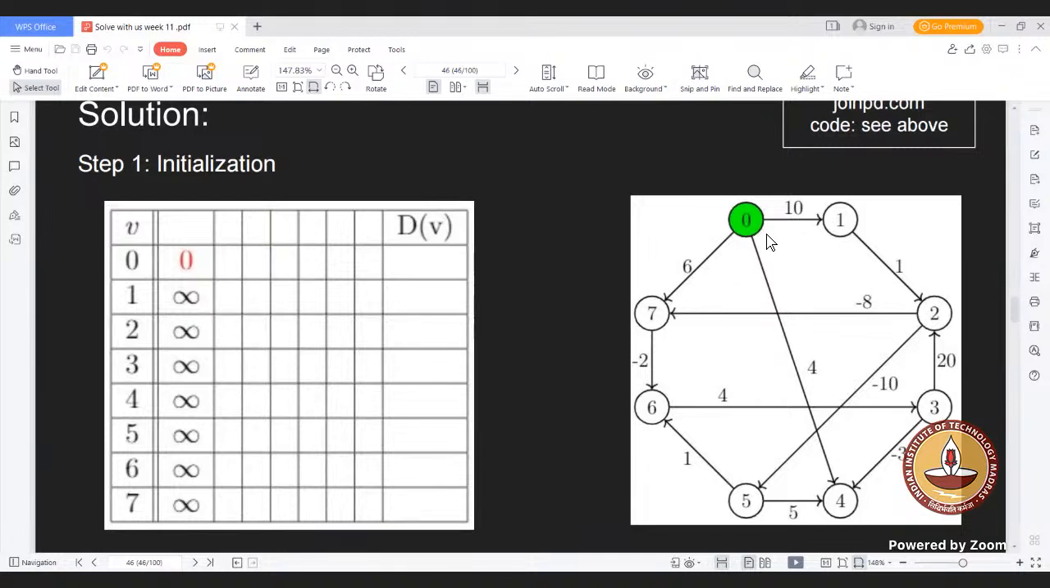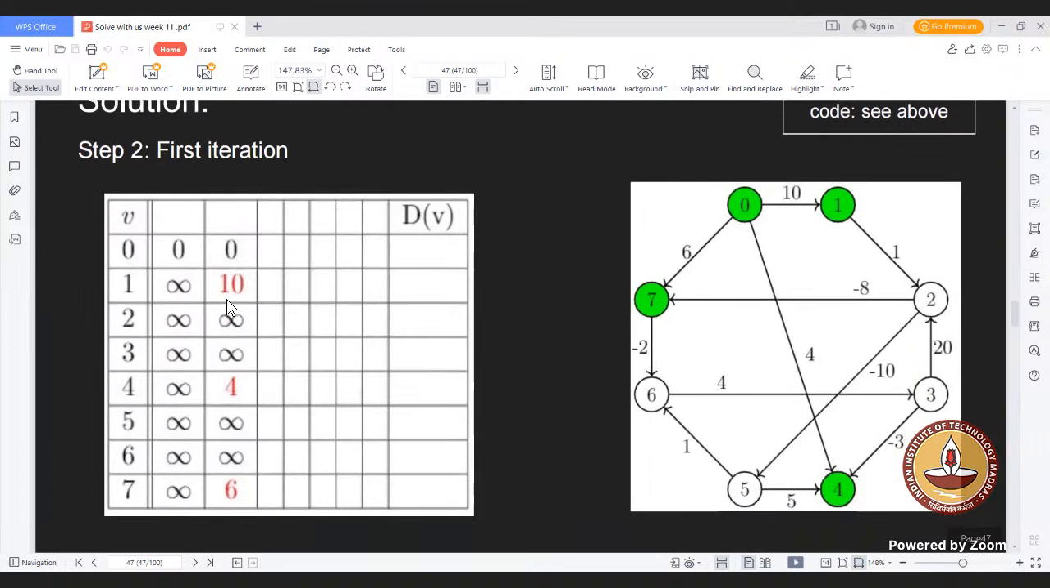And then where else can we go? 4. So 0 to 4 will be 4. So here there will be 4. And then where else can we go from 0? 7. So it will be 6. So here we'll get 6, here we'll get 4, and here we'll get 10, right? And the rest, everything will be infinity.